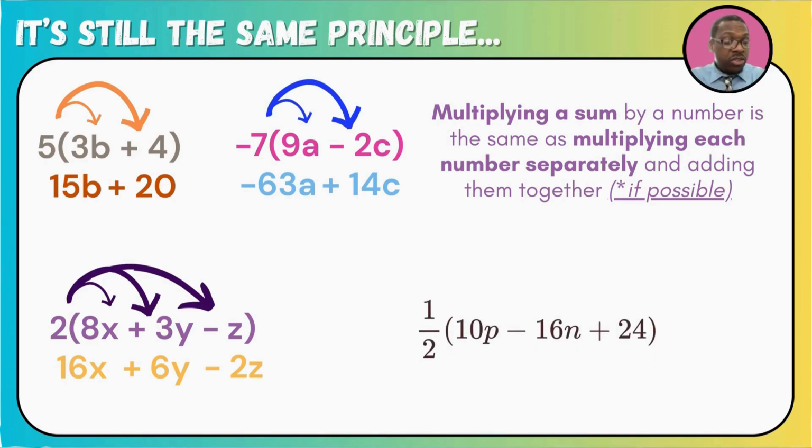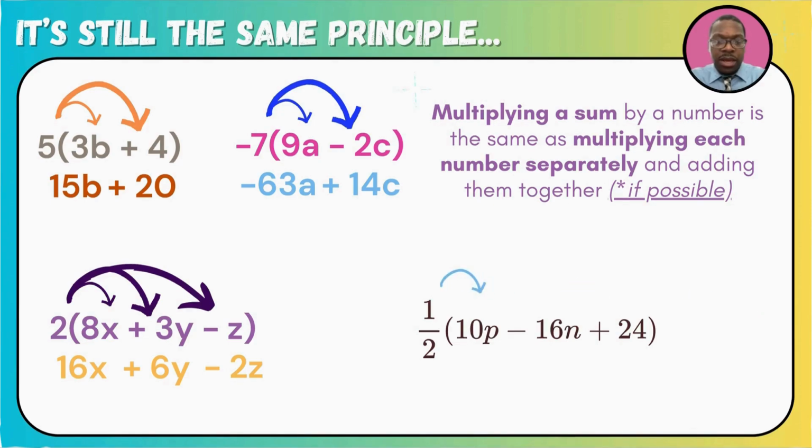All right, now let's try one that looks more difficult, but it's really not. What happens when we use fractions? Whenever in doubt, just use your graphing calculator, use Desmos, or use whatever you need in this case. But it's the same principle. 1/2 times 10p minus 16n plus 24.